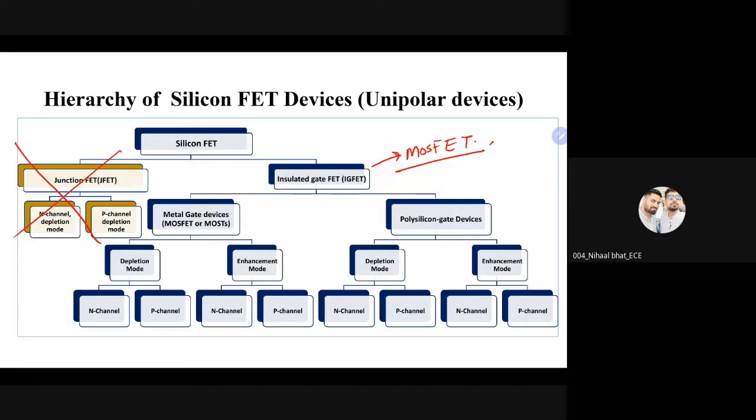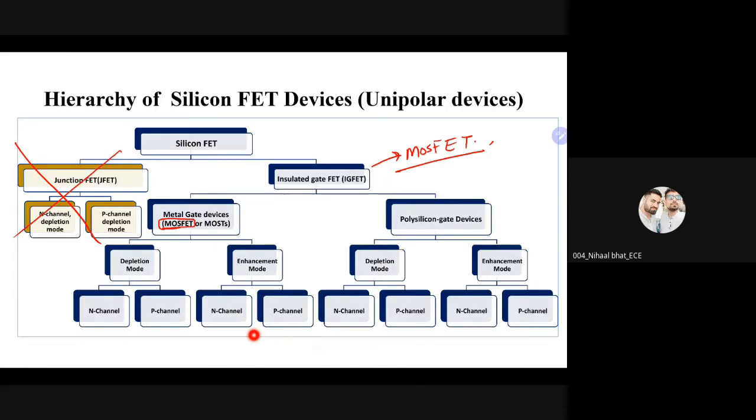MOSFET is further classified into two different categories. One is known as metal oxide semiconductor field effect transistor, which is actually made up of a metal gate. Usme gate terminal, which is here, the gate terminal is made up of metal actually.